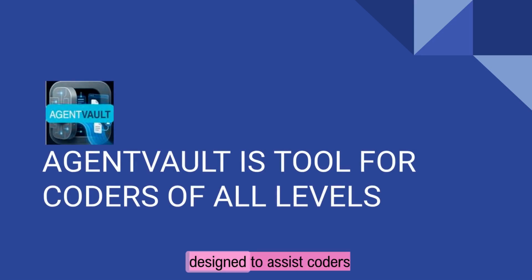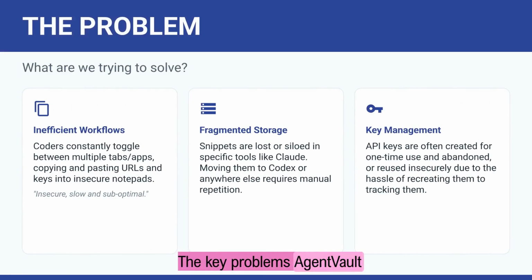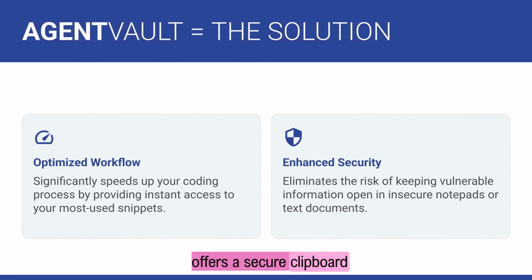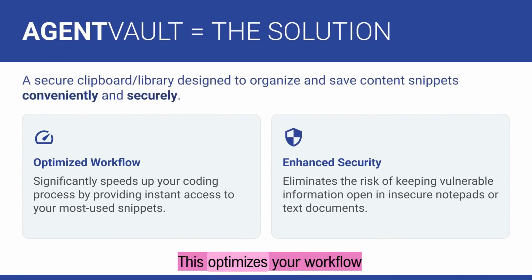Agentvault is a valuable tool designed to assist coders of all skill levels in improving their workflow and security practices. The key problems Agentvault addresses include inefficient workflows, fragmented storage of code snippets, and insecure key management. Agentvault offers a secure clipboard and library solution. This optimizes your workflow by providing instant access to snippets and enhances security by eliminating vulnerable information in insecure notepads.